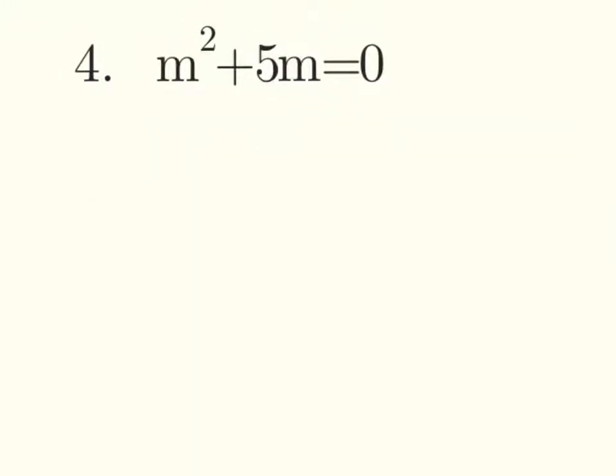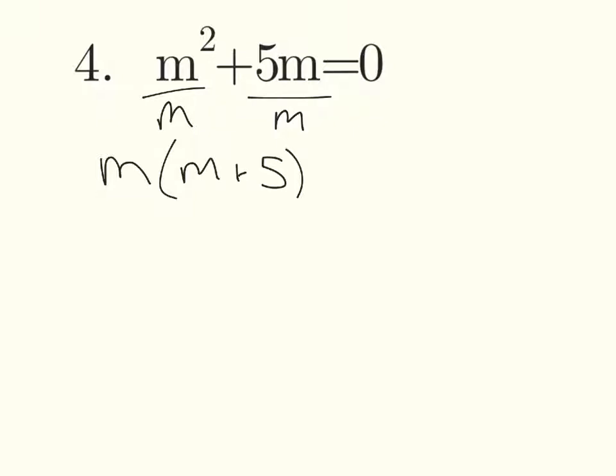Our last problem here. We have equals 0. That's what we want. And you know you should always look for a GCF, so let's do this. I think there's an m there. Well, in fact, I know there's an m there we can take out. M is a factor. Our other factor when we divide by m is m plus 5.